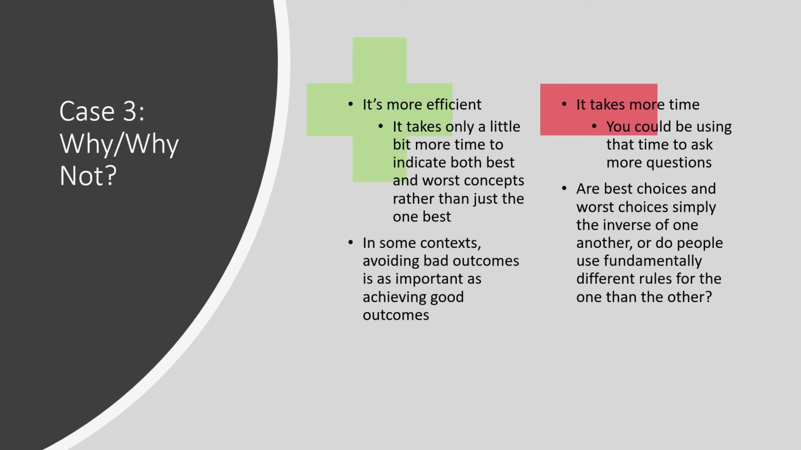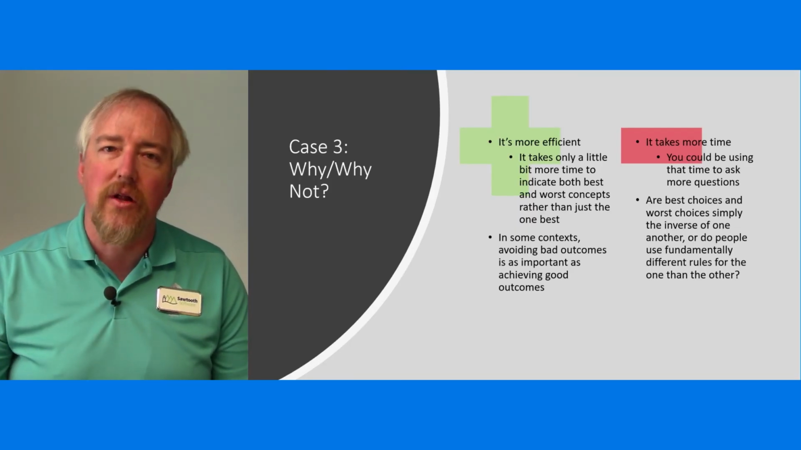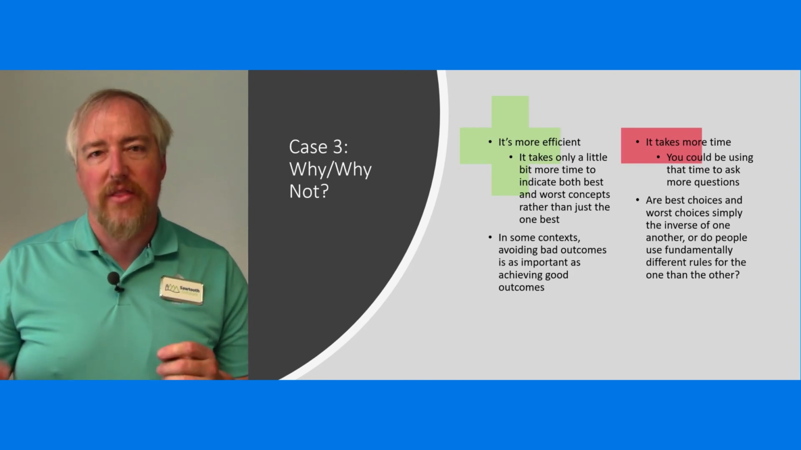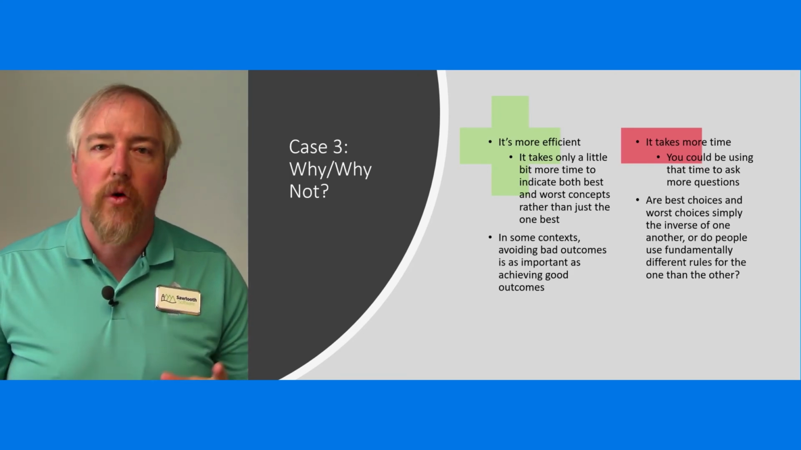It's more efficient than a standard CBC because with a regular CBC, if I show three concepts and I ask them for the best, I know that A was better than B and A was better than C. If I ask an additional question and say, okay, and what was the worst one? Now I know the relationship between B and C as well. So I can add additional pieces of information by asking about that worst. It doesn't take the respondent much more time, but it gives me more rich data.